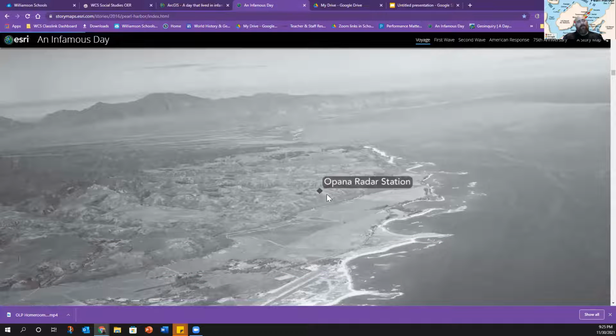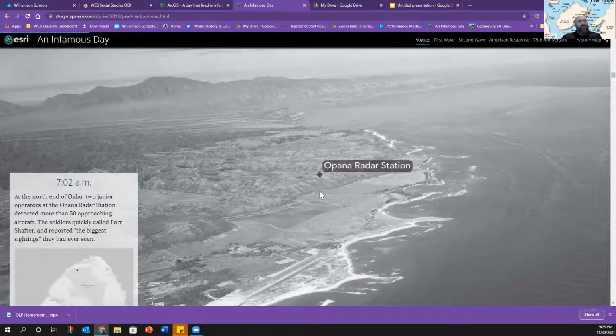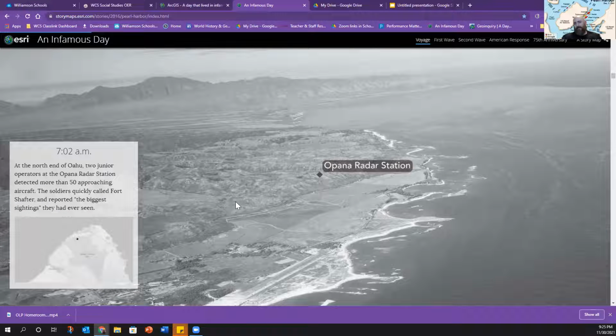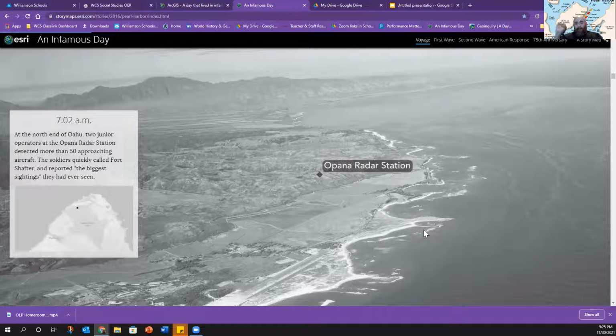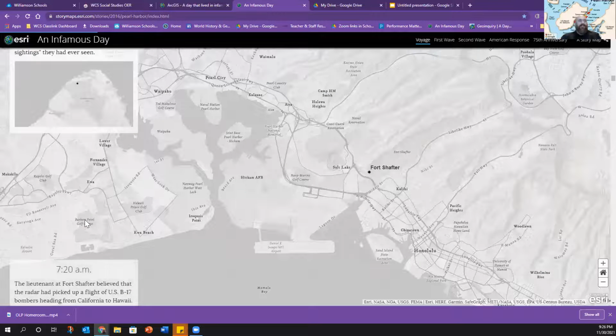Okay, so this is upon our radar stations in the north part of the island, right? So the junior operators see more than 50 approaching aircraft, right? So that's like, boom, alarms are going off. There's no reason for 50 aircraft to be approaching, right? And so they report it very quickly to Fort Shafter on the south end of the island. So they're not getting the same data. They're not seeing the same thing.